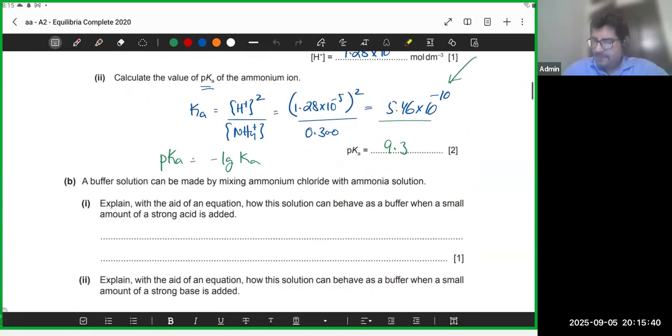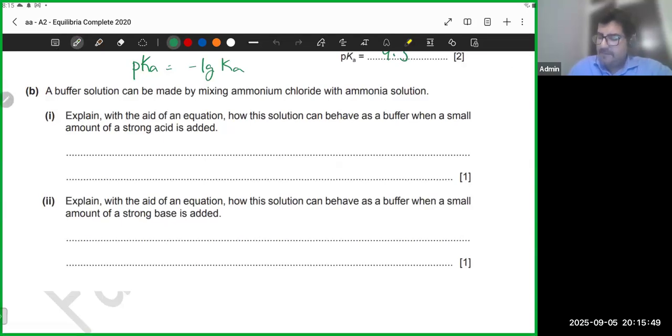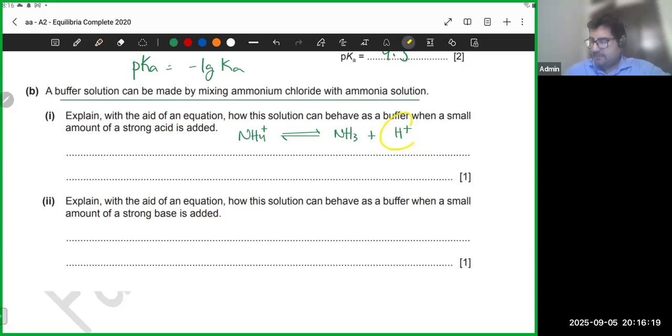So yeah, we did this one last time. We're just going to focus on the buffer. What he's doing is creating a buffer solution. A buffer solution is made by mixing ammonium chloride and ammonia. Ammonium chloride has ammonium ions and there is ammonia, right? So it's a weak acid and its conjugate base. It's definitely a buffer. This is the equilibrium reaction. The ammonium ions are going to lose or produce H plus ions.